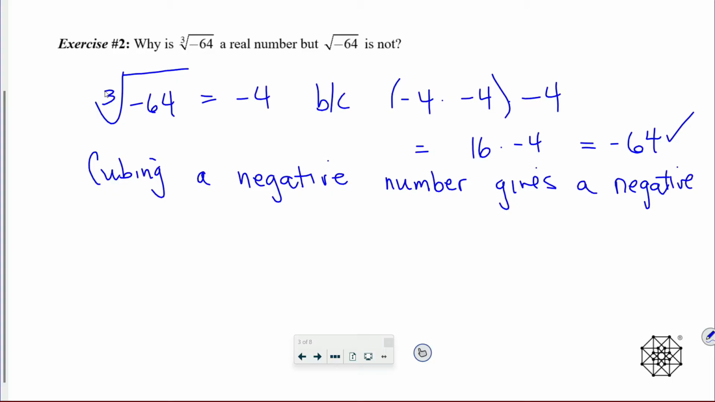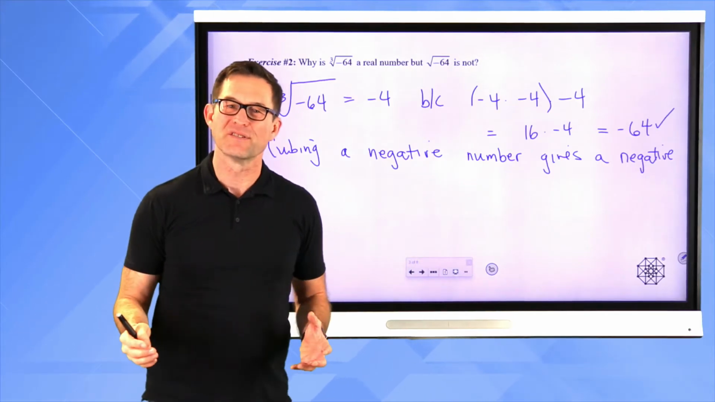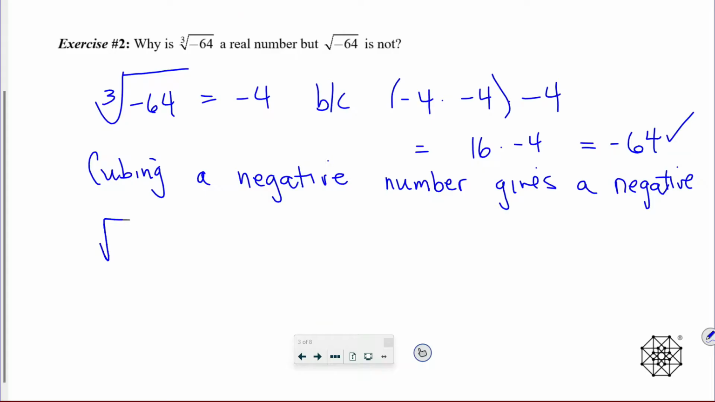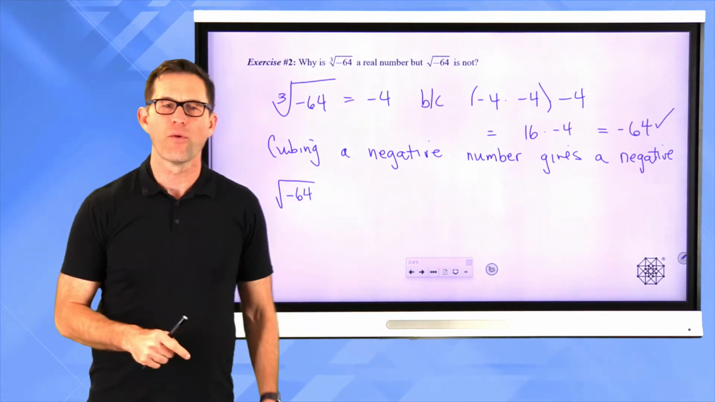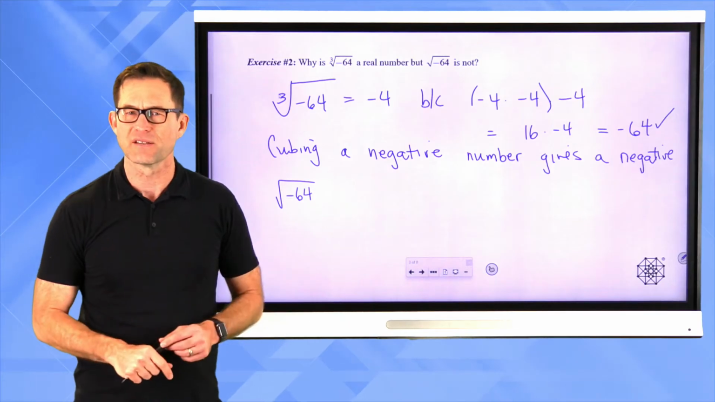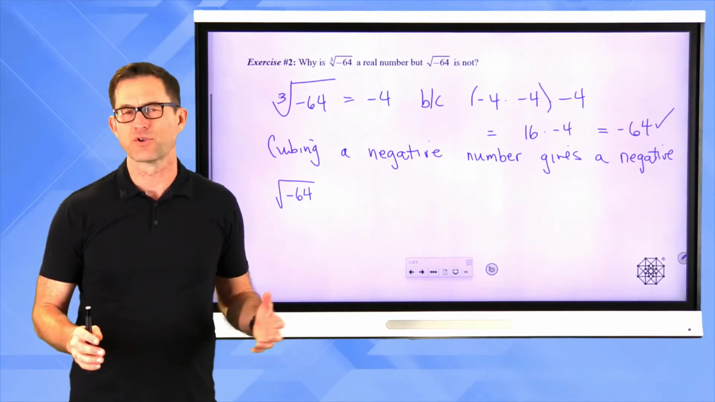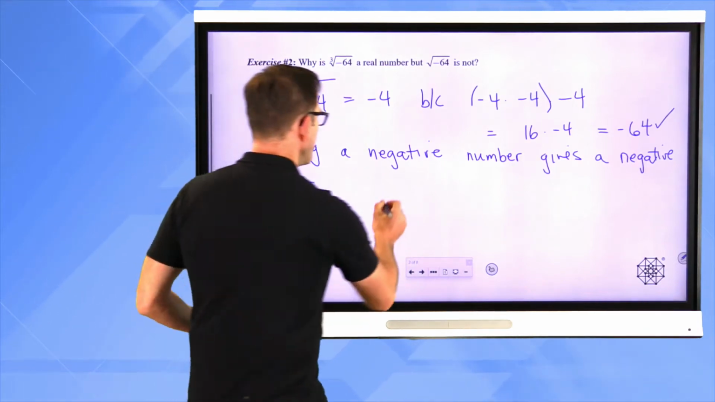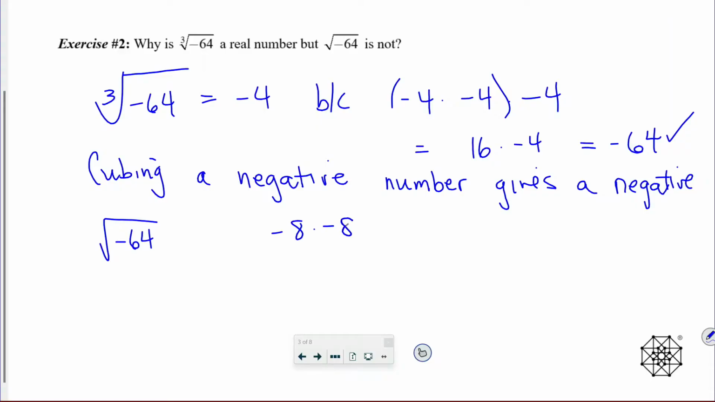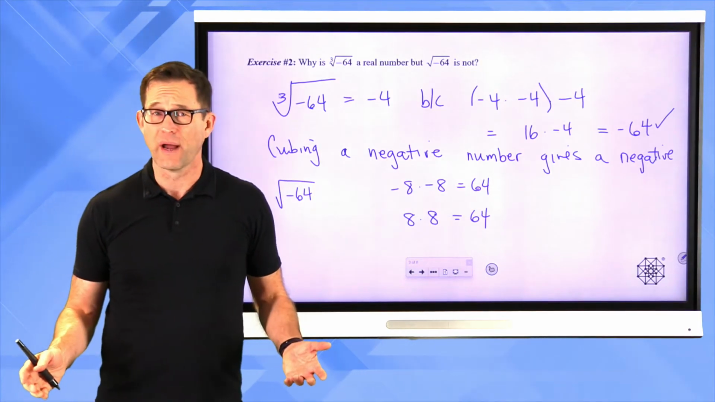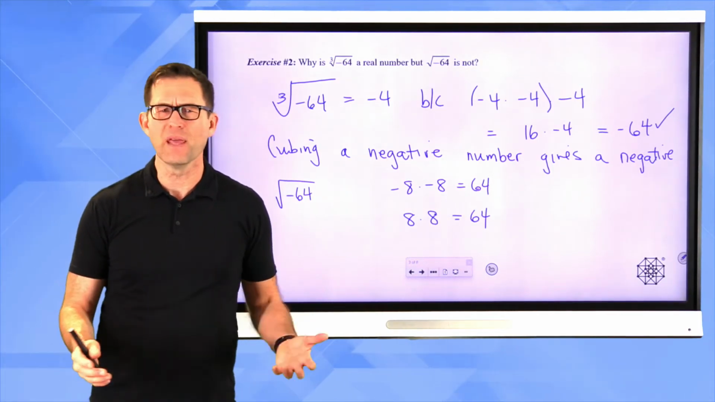But now let's consider the square root of negative 64. Well, you know that the square root of 64 is 8, because 8 times 8 is 64. Now you might say, well, maybe the square root of negative 64 should be negative 8. But, you know, negative 8 times negative 8 is positive 64. And 8 times 8 is positive 64. So neither of those are correct. So what else would it be?